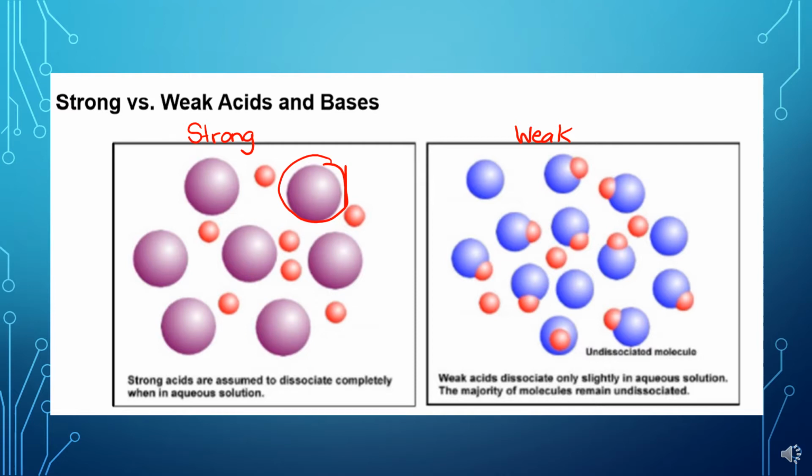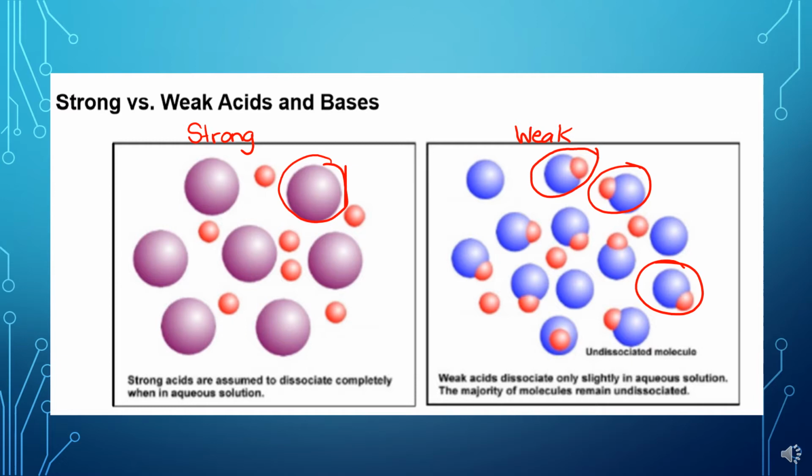In a weak acid, you'll notice that there's a lot here that are still unbound. There's actually an equilibrium between bound and dissociated molecules here. So that's the difference between a strong and a weak acid. It doesn't have to do with if it can burn you or hurt you or harm you or anything.